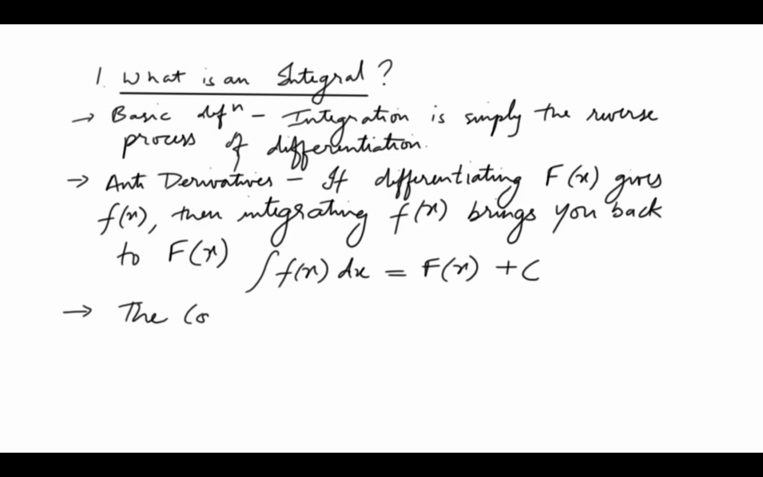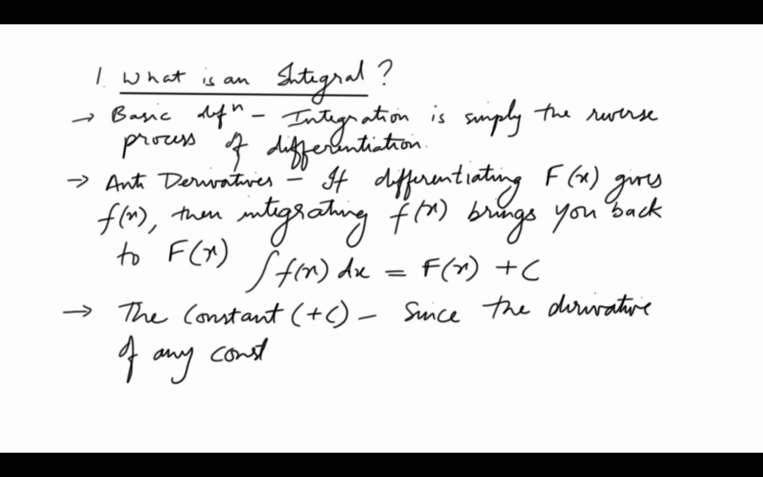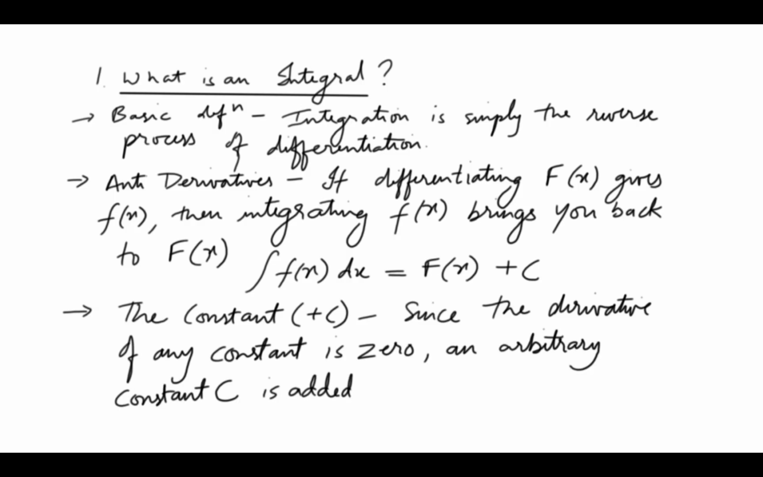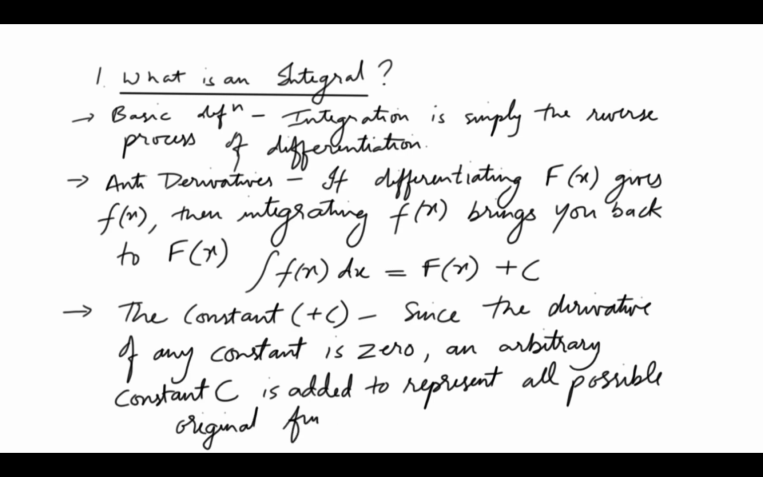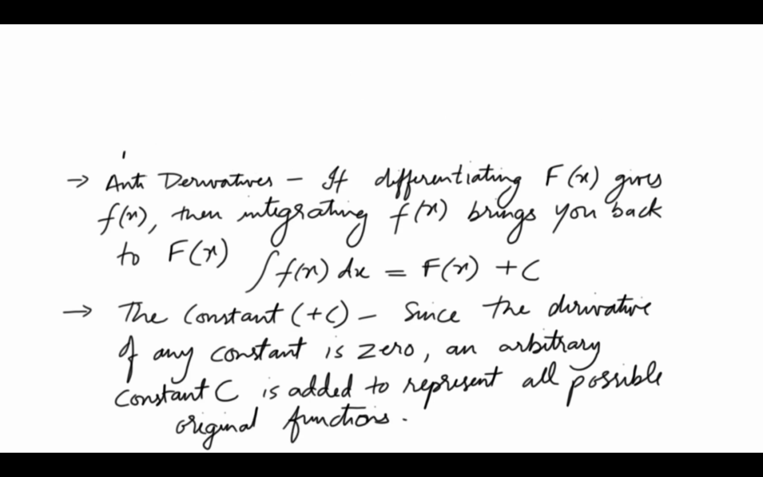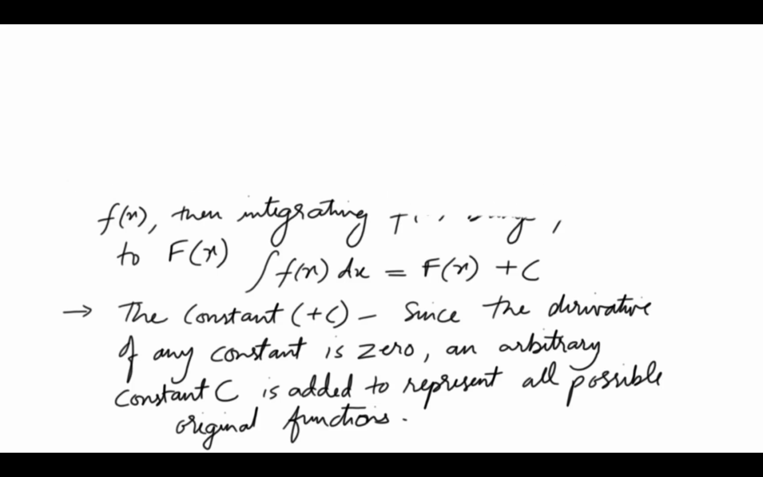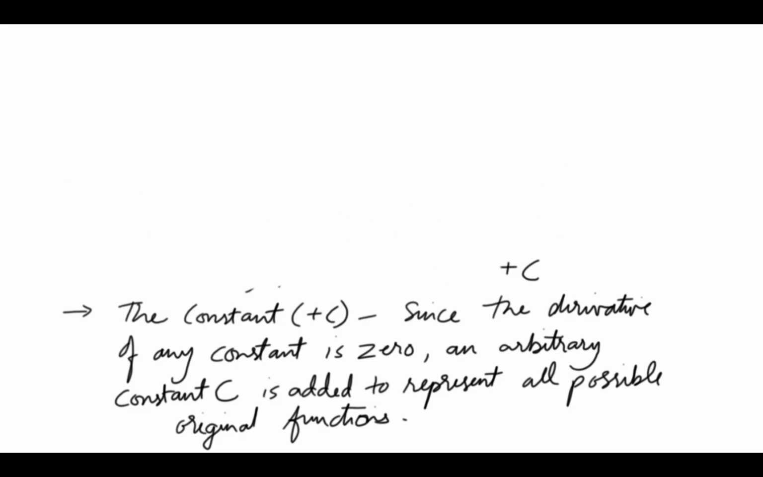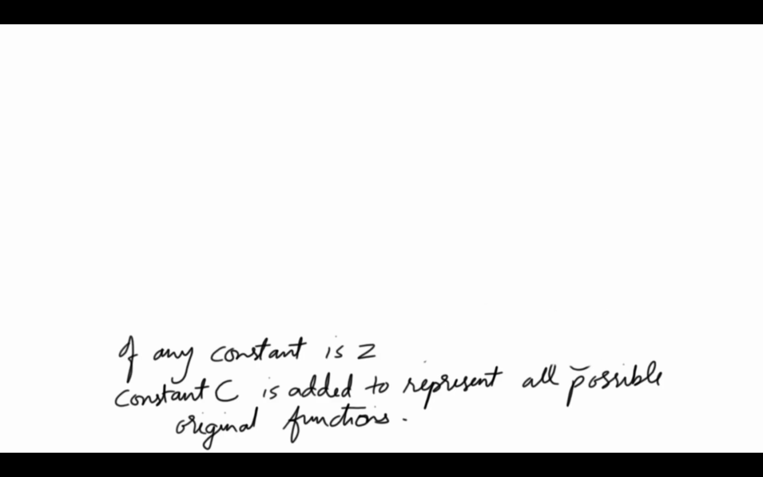So integral of f of x dx equals F of x plus c, and the constant is added because it is an indefinite integral. So it is an arbitrary constant c. So it will represent all possible original functions because it's an arbitrary constant, right?